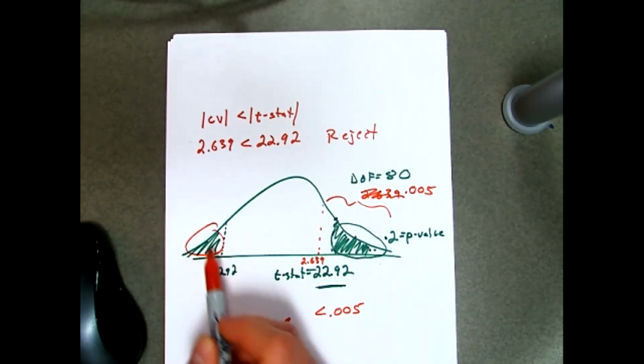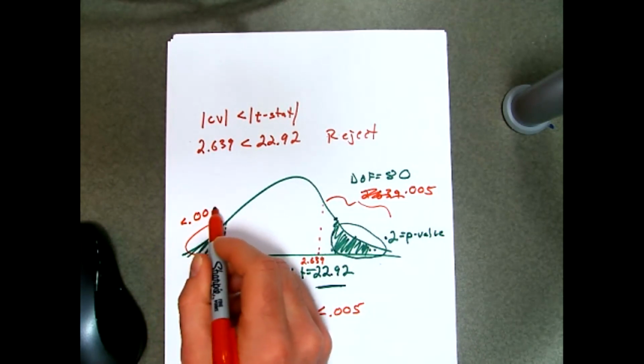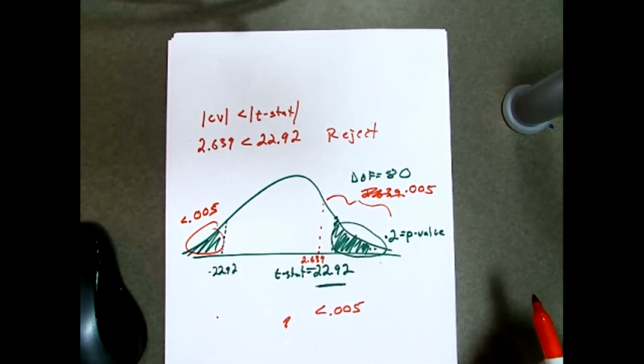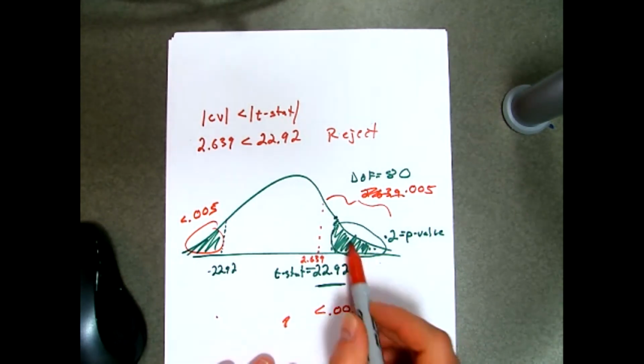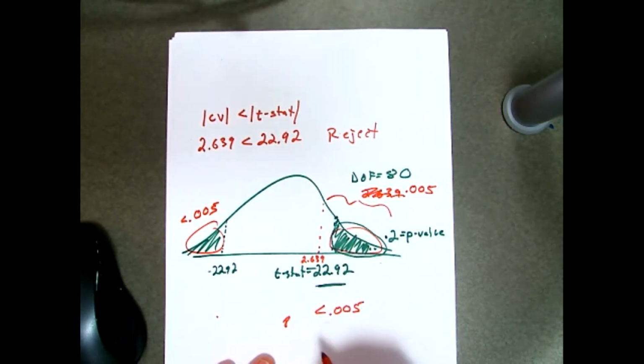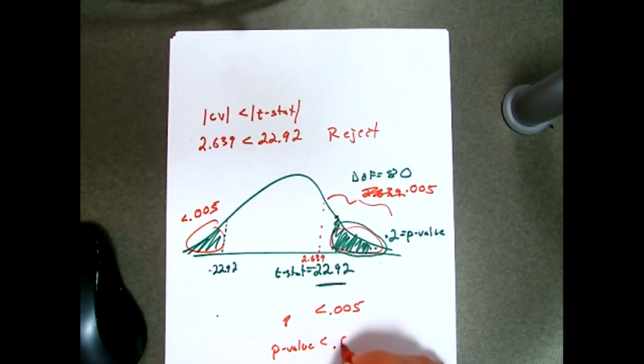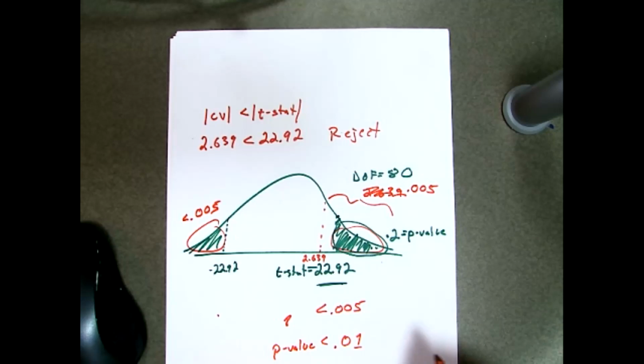But I have another tail that all I can say is that the area is less than 0.005. So if I wanted to put this p-value in a range, if I know this tail is less than 0.005, I know the total p-value is less than 2 times that, or less than 0.01. So I can still make my rejection decisions, because if my p-value is less than 0.01, then it's going to be less than my alphas of 0.01, 0.05, and 0.1. But all I could do is put it in a range.